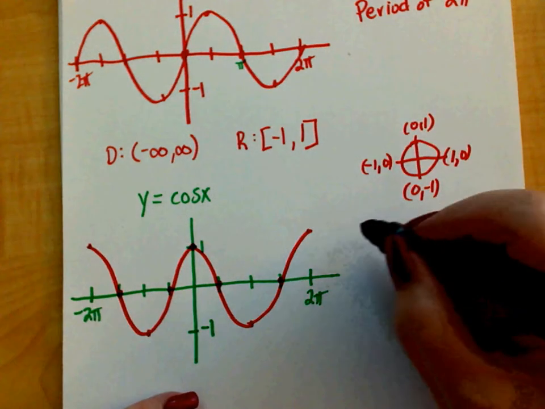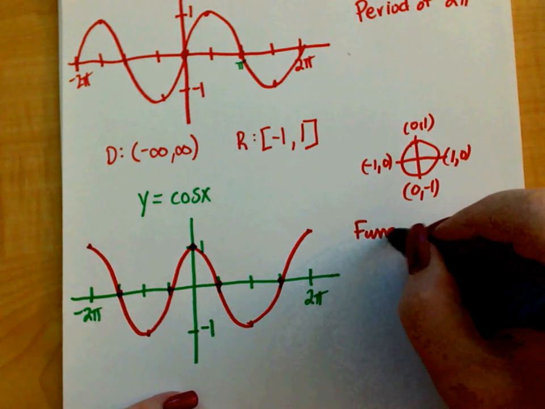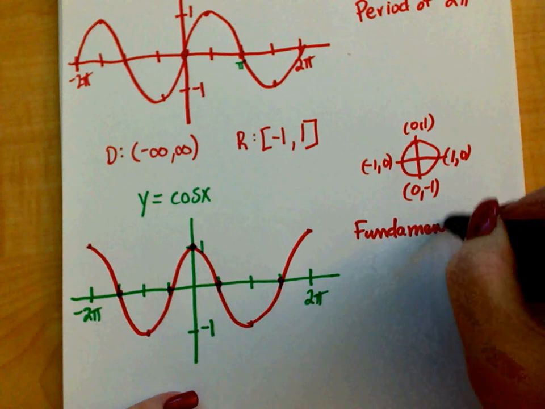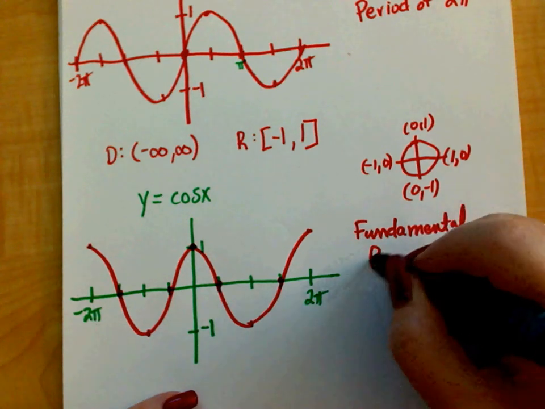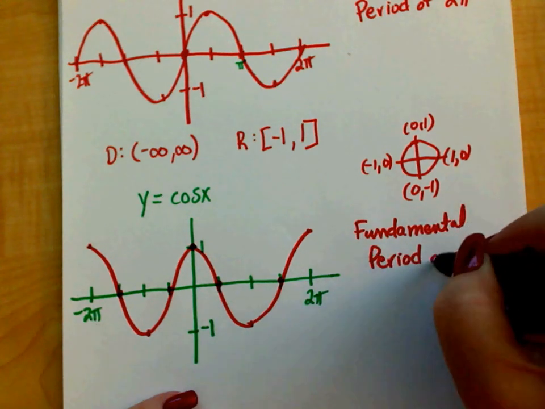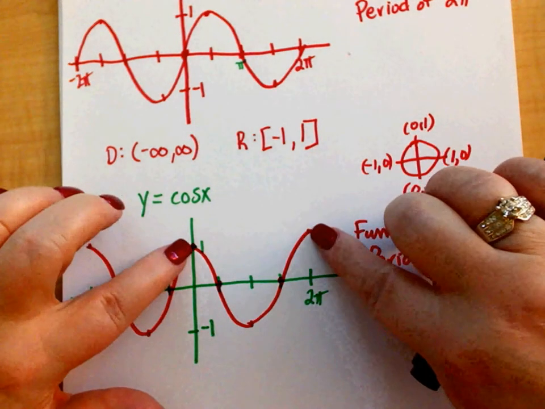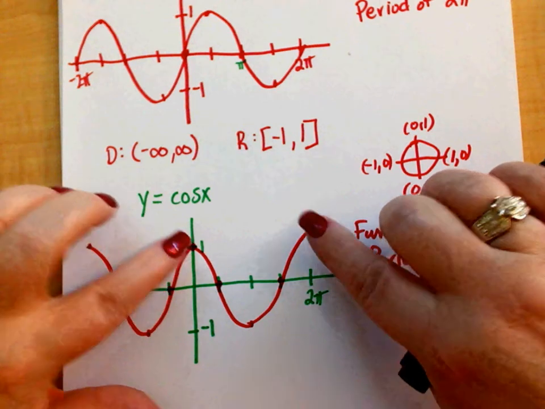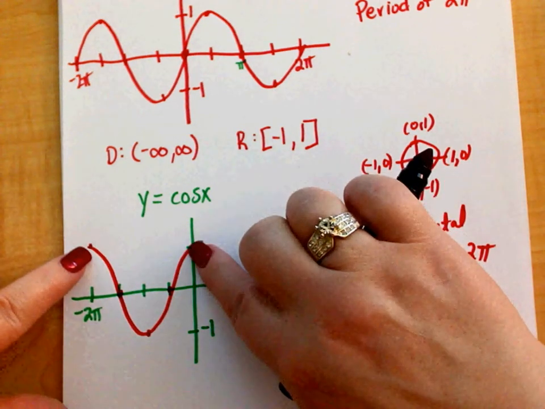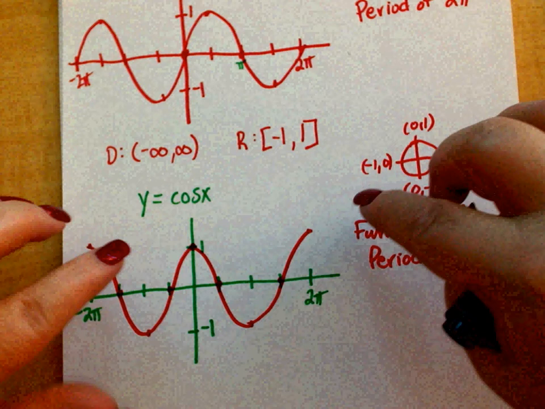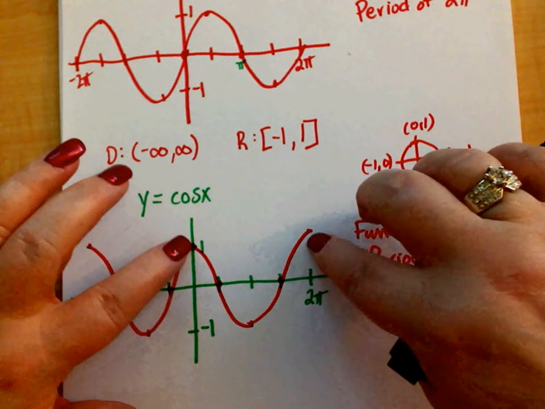We say that it has a fundamental period of 2 pi. And why is that? Because between 0 and 2 pi, if you were to pick this up, it repeats itself over here. It's just the same graph. So it's a periodic function, and between 0 and 2 pi, it repeats itself.